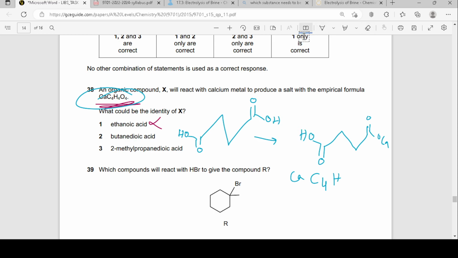We react with calcium metal to produce a salt with the empirical formula CaC4H4O4. So butane dioic acid, so it's basically CH3. Let me think about this. Butane dioic acid. 1, 2, 3, 4, and 5. Why am I getting 5? Obviously I'm getting 5 because I put an OH there. Is there a way not to get an OH? Should I put an O minus there or something?